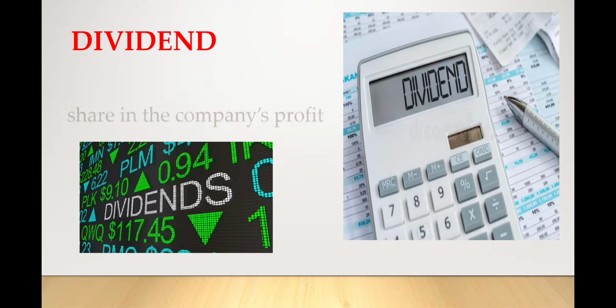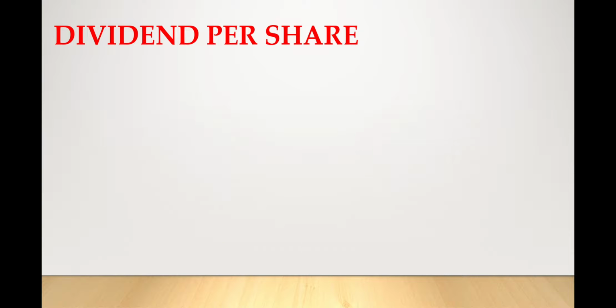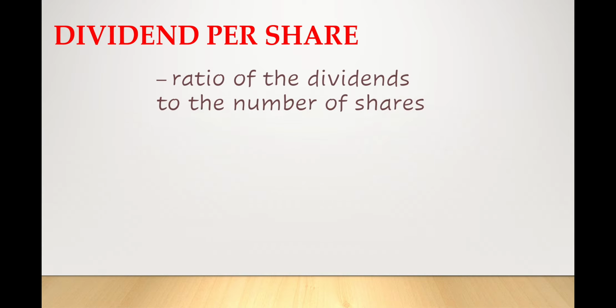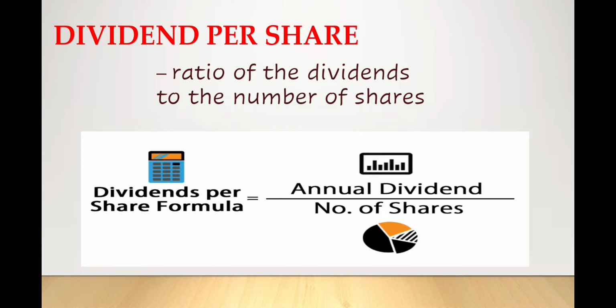So what is a dividend? It is a share in the company's profit. And to find the dividend per share. So what is a dividend per share? It is a ratio of the dividends to the number of shares, that is, dividend per share is the annual dividend divided by the number of shares.